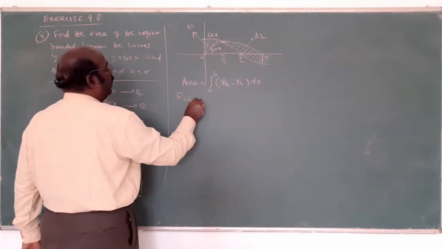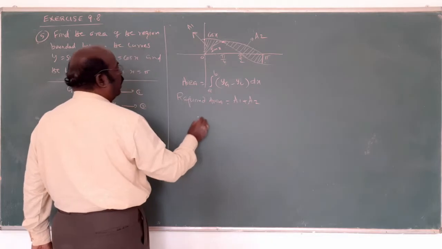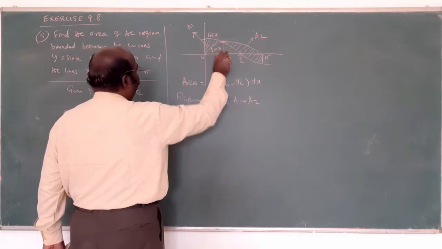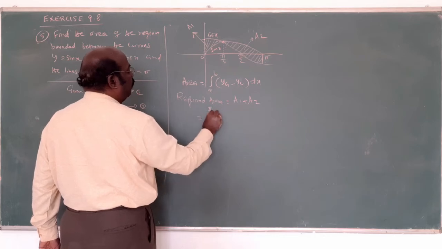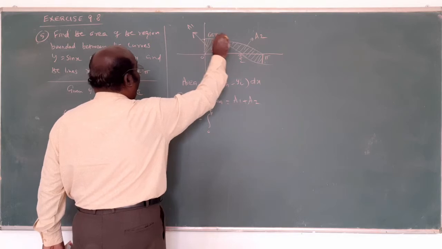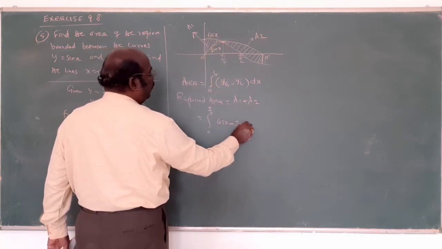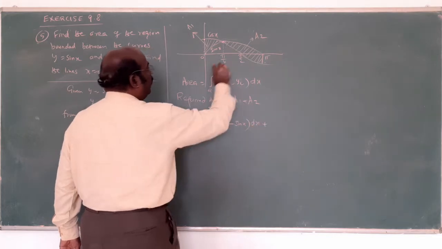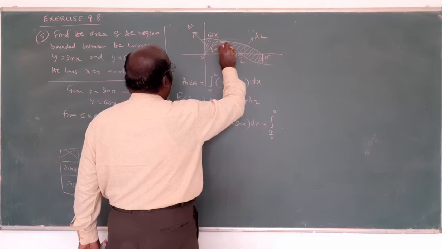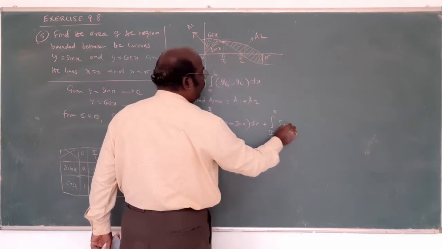Now the required area equals A1 plus A2. That's very important. A1 is from 0 to pi by 4. Here it is y_G minus y_L, no? On the x-axis, the greater one is cos, the maximum area. So cos x minus sin x. This is the formula. The next one is pi by 4 to pi. Am I right? But here, automatically, sin is greater than cos. The maximum area is sin x here, so sin x minus cos x.